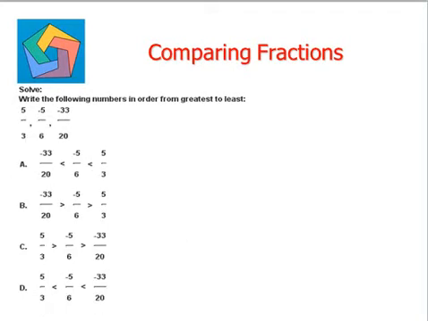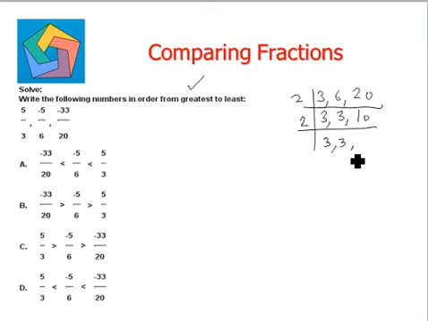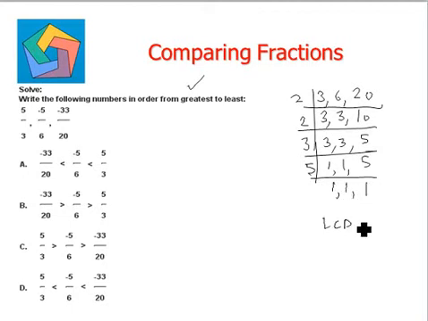Let's look at the next question. Write the following numbers in order from greatest to least, that is, the largest will come first. So our first step is to find the LCD. We start with 2, 2 times 3, 3 and 10. We can again use 2, 3, 3 and 5. Next we take up 3, 1, 1 and 5, and finally 5, 1, 1 and 1. So our LCD is 2 times 2 times 3 times 5. This equals 2 times 2 is 4, 4 times 3 is 12, 12 times 5 is 60.